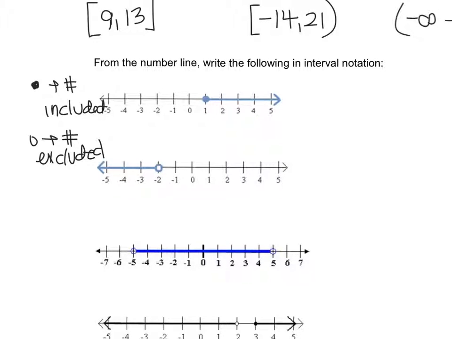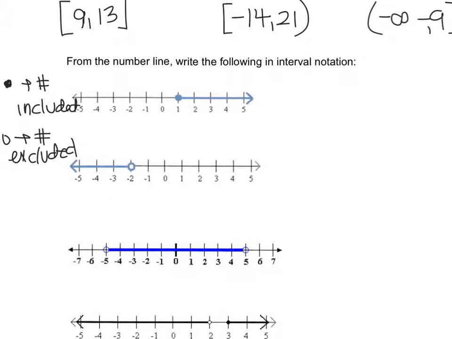So the type of circle we have at our value helps us determine if we need a parenthesis or a bracket. And you're more than welcome to transform the number line to an inequality first before writing it as an interval. So for example, my first number line here tells me that my value x has to be greater than or equal to 1, because everything to the right of 1 means greater than, and because closed circle means equal to. So when I write the interval notation, bracket with 1 to infinity with a parenthesis.